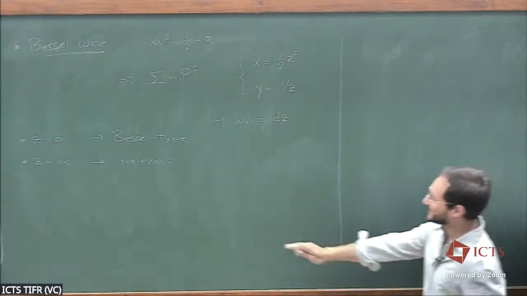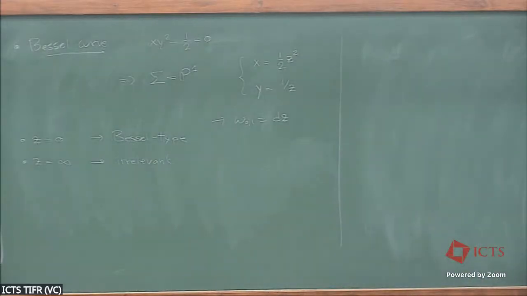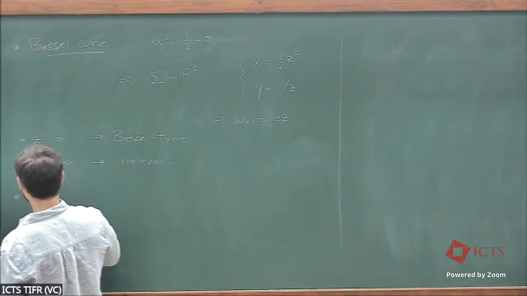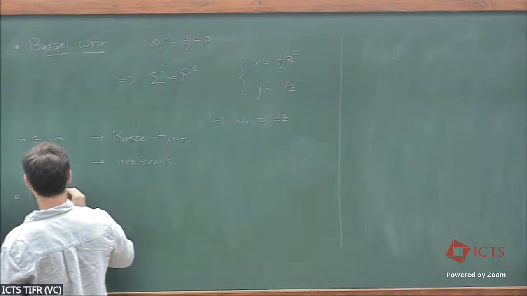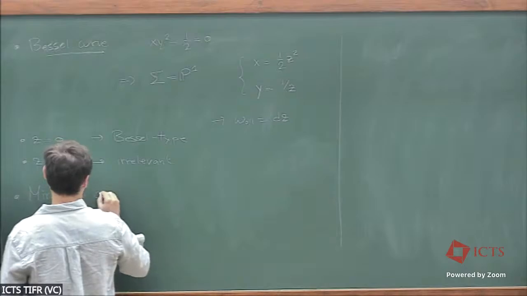At this stage, it's not clear why I'm calling this irrelevant. You will see in a second why this is irrelevant. Good. I want to give you two more examples. So one is a non-compact, well, two are non-compact. One is called the Mirzakhani curve.